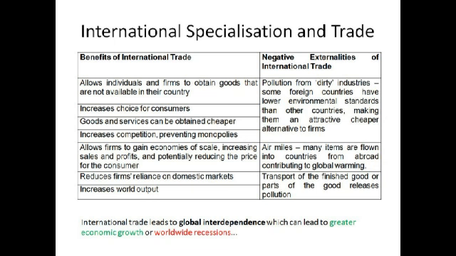And then we also have air miles, because everyone's trading and sending stuff worldwide. Many items are flown into countries from abroad, which contributes to global warming, which leads to many more issues. And there's also transport of the finished good and parts of the good, which releases pollution.